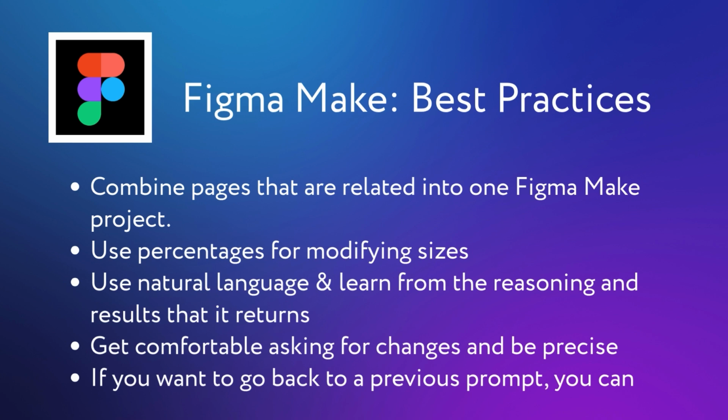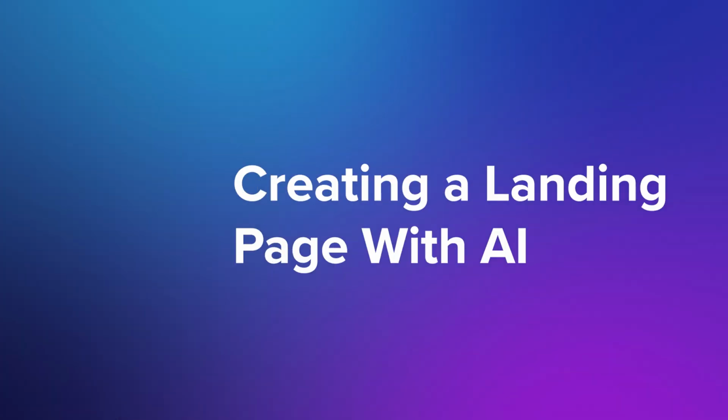Make sure that you are ready for making changes to what it gives you, and be precise in what you're asking. If you want to go back to a previous prompt, you can. If you scroll back through your requests, you can go back to a previous prompt and response. That way you can try out different things, and if you don't like what you see, you can always go back. Hope you've enjoyed this version of Figma Make, creating a landing page.